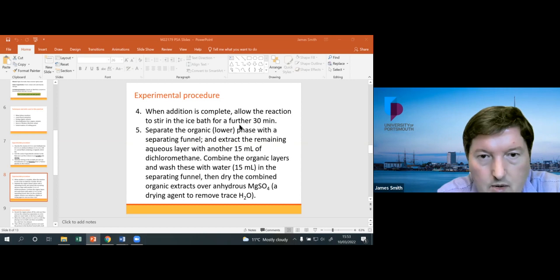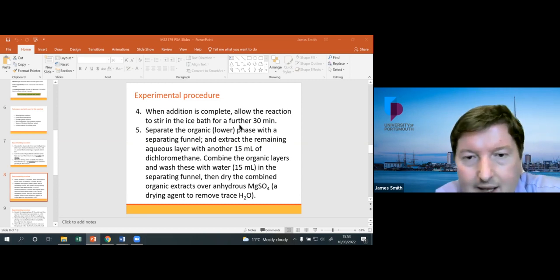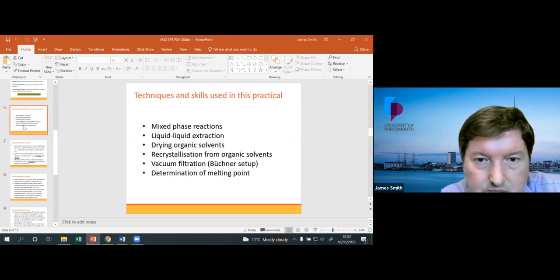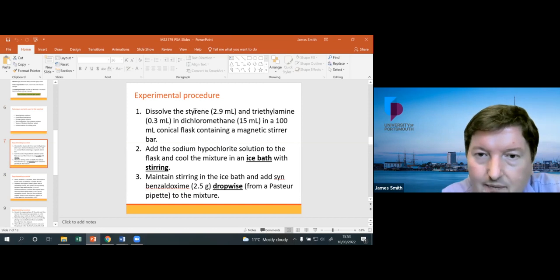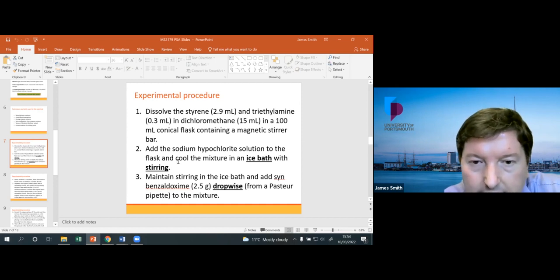Because our reaction mixture has organic layers and aqueous layers. So if I go back to the starter materials here, you've got styrene, that's organic, that would be non-polar. You've got the amine, so that would be polar. Dichloromethane, that's a non-polar solvent. And you've got bleach, that would be polar. So you've got polar and non-polar together. That's also why we're stirring it.